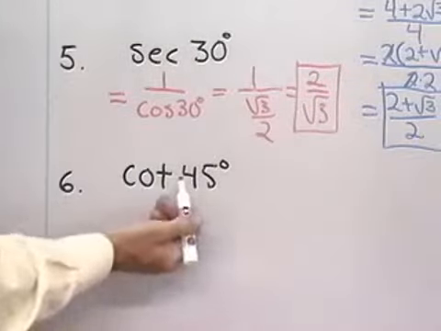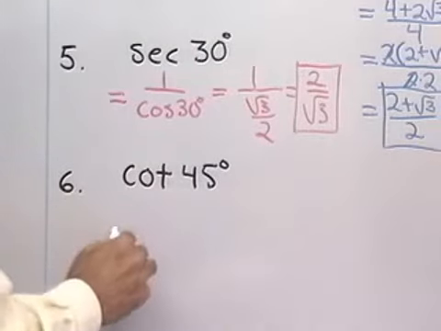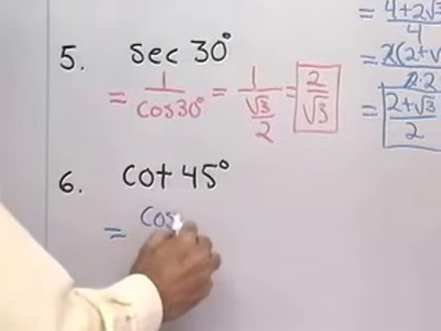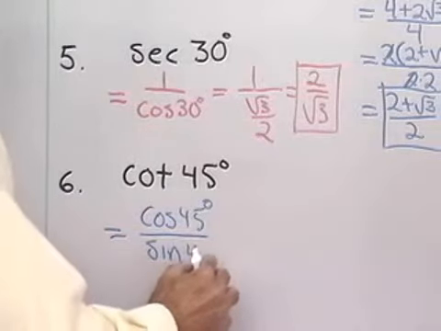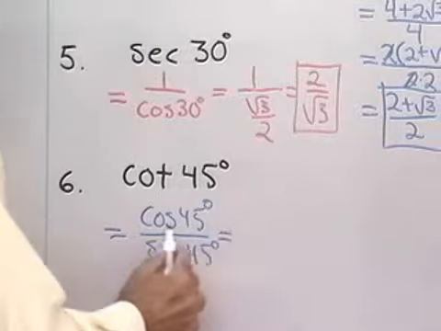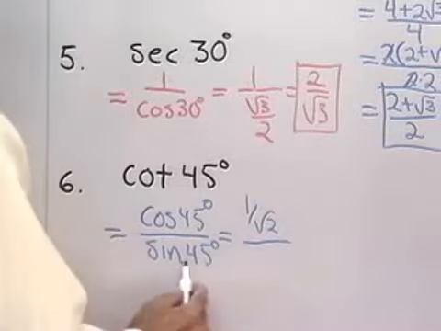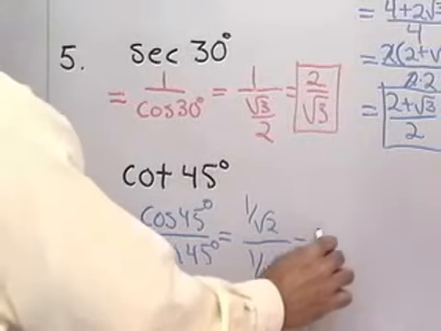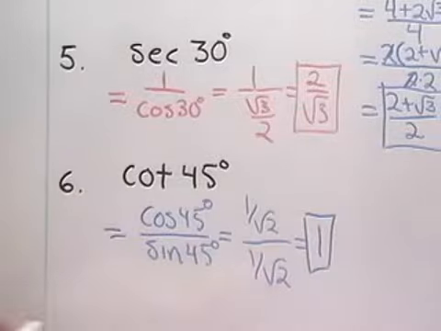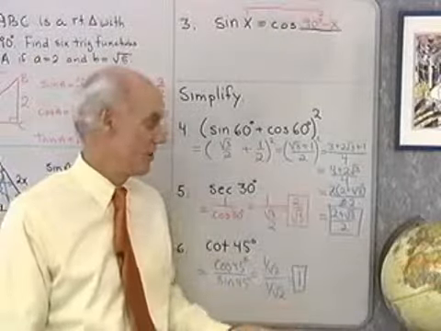Okay, my next problem, cotangent 45. I don't have that one memorized, but I do know that cotangent is always cosine 45 divided by sine 45. Cosine of 45 is 1 over square root 2. I have that memorized. Sine 45, also 1 over square root 2. Divide this by this, and I end up with 1. So cotangent of 45 turns out to be 1. That will be the same number we'll get for the tangent of 45.